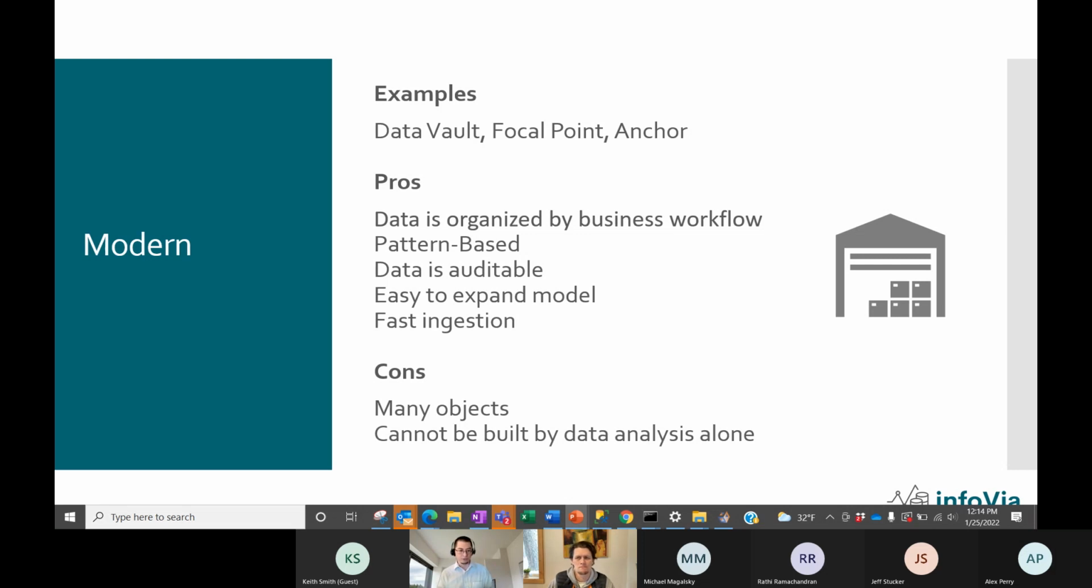The only downside to this modern warehouse is that it is a lot of objects to make. You have a lot going on, so automation is recommended. And the other downside, and people argue that this might not actually be a downside, is that you can't build it based on data analysis alone. You can't open up a source system and build yourself a data vault. You really need to talk to your end users, to your business people, and see how the business talks about things, because your source system is not your business.